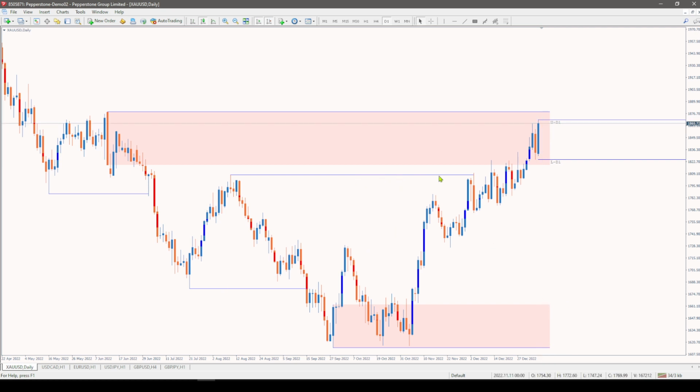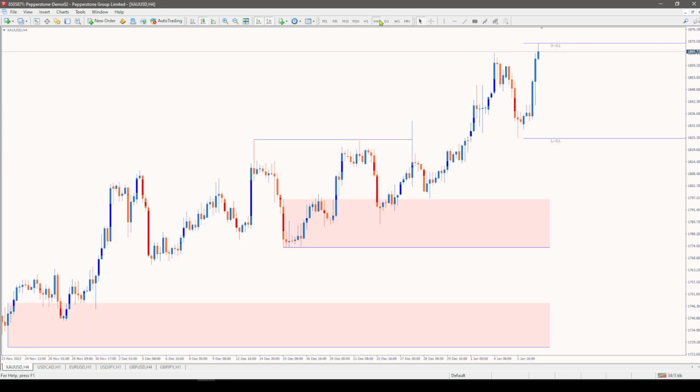And here you can see the break of structure, the blue lines marking the break of structure. You can change the color of any zones and any break of structure easily. Right now I can see the market is in an uptrend, but it has reached the resistance area, so there's a high chance that price drops from this zone. Now let's go to the H4 time frame.